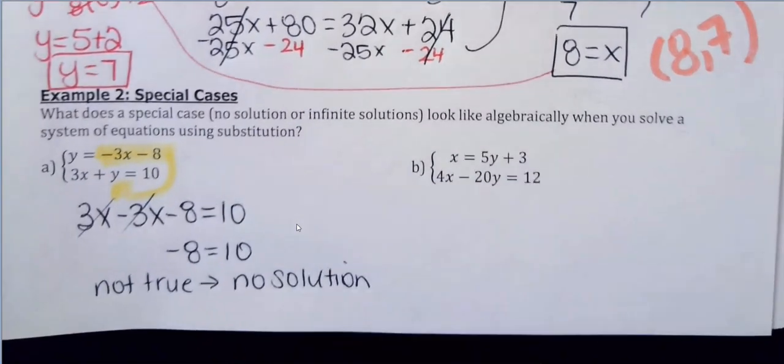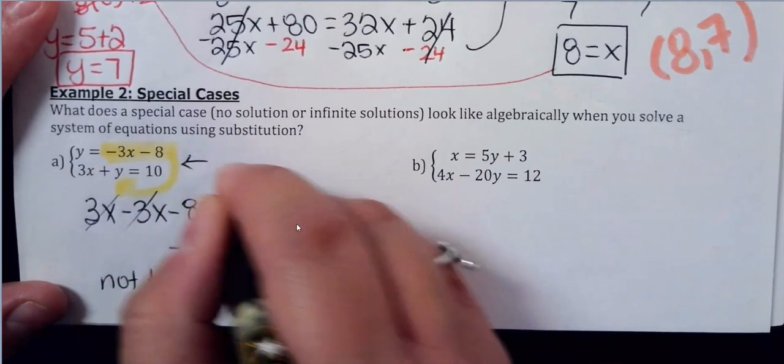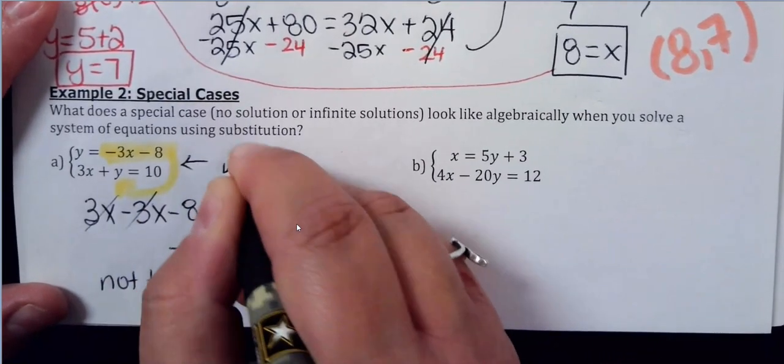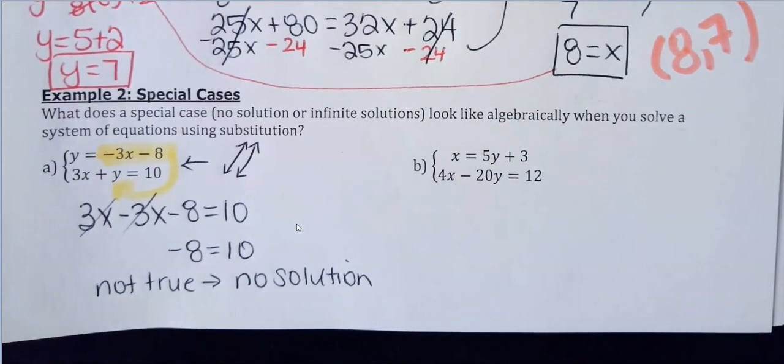What it really means too, if we were to look at this on the graph, these two would be parallel lines. We're not looking at a graph, so that might not be super obvious, but if your variables cancel out and you get something that's not true, like 3 equals negative 20, that just means those lines were parallel. There's not going to be a solution.